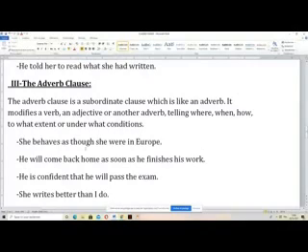Teacher, can I read? Yes, of course. She writes better than I do. The adverb clause is better than I do, modifying the verb write. So what is the adverb clause, as you said? The adverb clause is better than I do, modifying the verb write. Why are you including better?